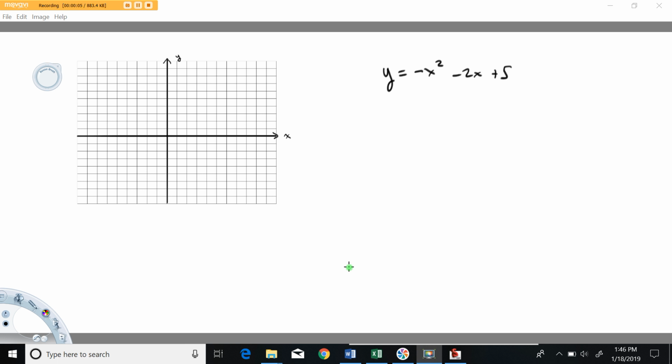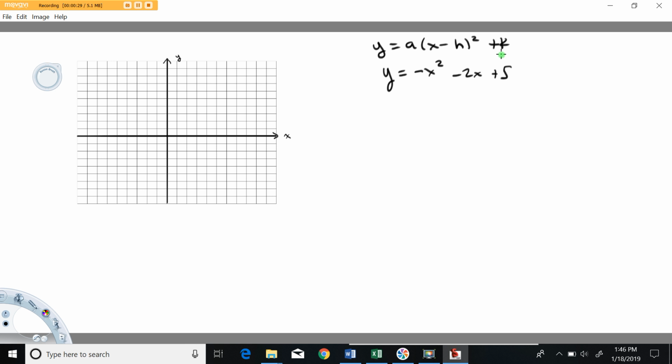I'm making this video here to help demonstrate how to sketch graphs of parabolas. So what we're going to do here is take this equation, y equals minus x squared minus 2x plus 5, and write it in its standard form, meaning that we're going to make it look like this, so that we can find the vertex h and k and sketch this bugger.